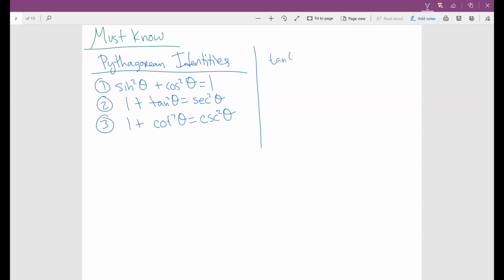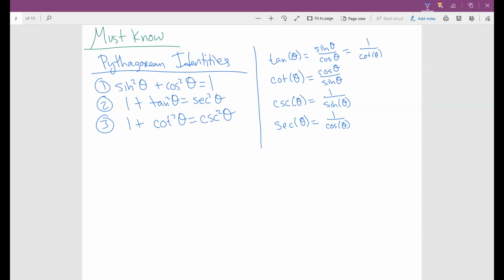You know that tangent of theta is equal to sine over cosine. Cotangent of theta is equal to cosine over sine. We know that also cosecant of theta, we've already said that by the reciprocal identities, is 1 over sine of theta. And then secant of theta is equal to 1 over cosine. Similarly, tangent is equal to 1 over cotangent, and cotangent is 1 over tangent, and so on and so forth.